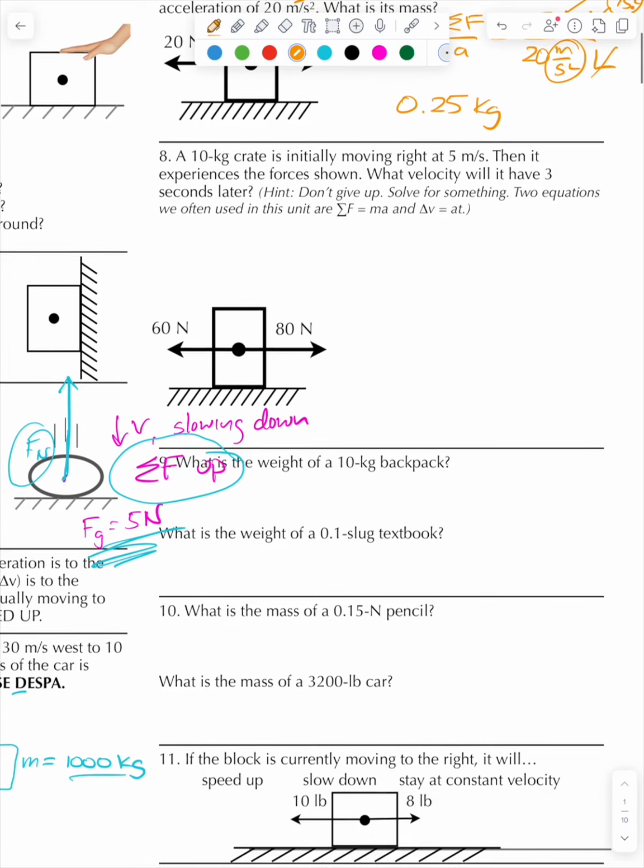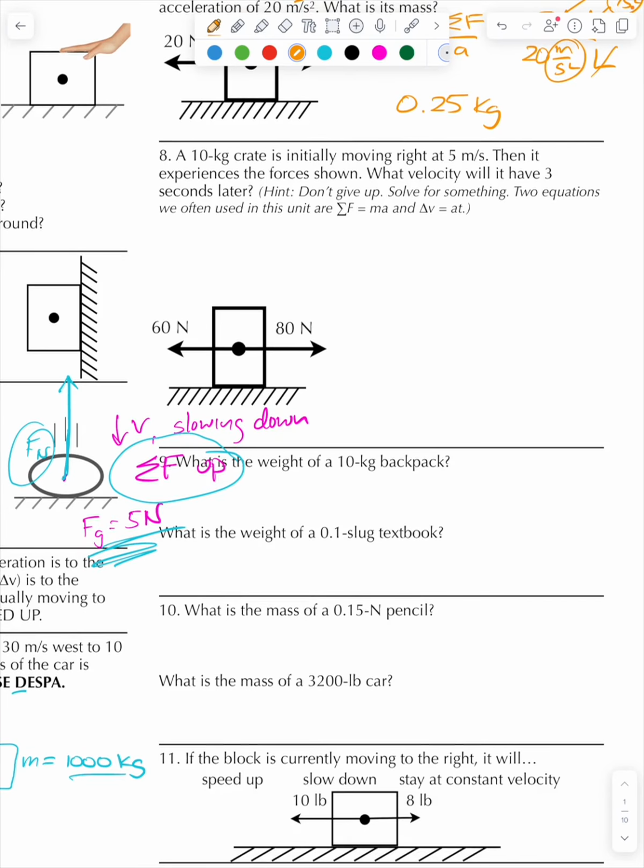All right, number 8. A 10 kilogram crate, that's its mass, because I'm giving you kilograms, not newtons. If I said 10 newtons, that would be its weight. A 10 kilogram crate is initially moving to the right at 5 meters per second. Then it experiences the forces shown. What velocity will it have 3 seconds later?